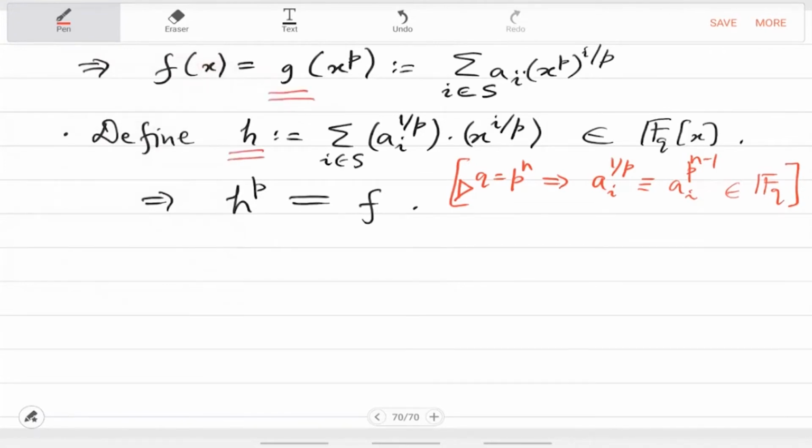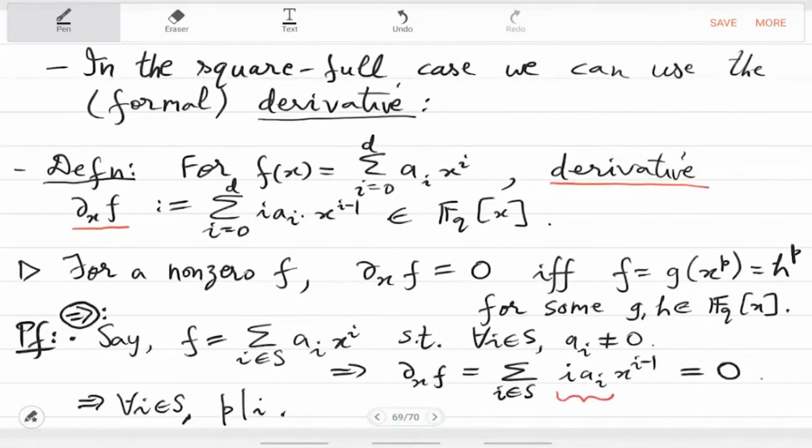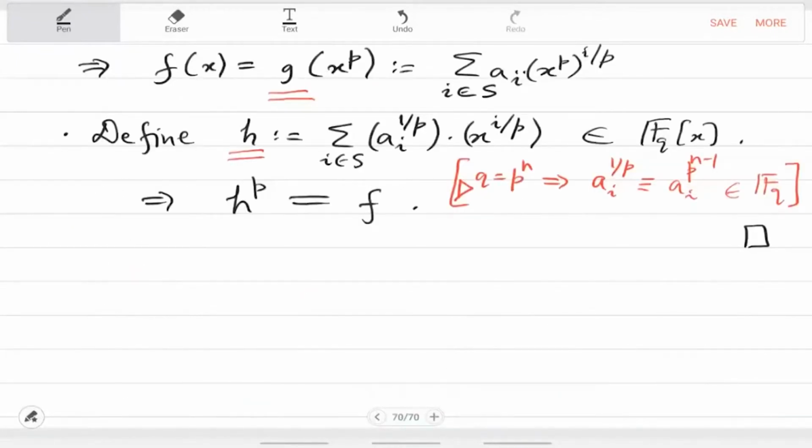Any questions? So we just showed that if the derivative of f vanishes, then f is actually a polynomial in x to the p, which is also a pth power. Okay, so the derivative vanishes only for pth powers. In no other case can the derivative vanish. Let us delay that for a while.